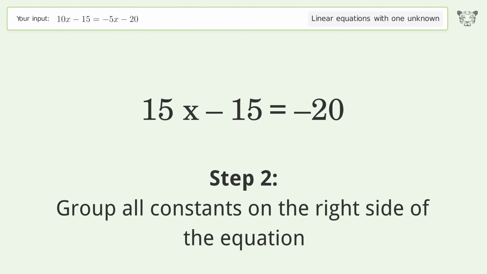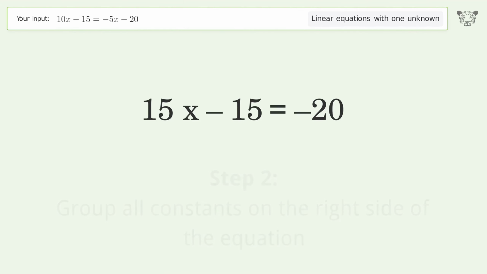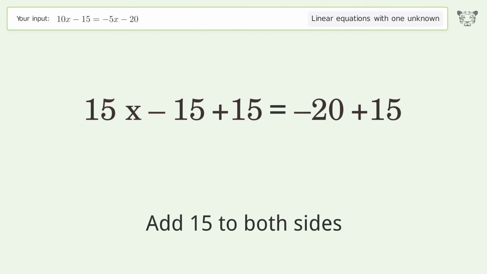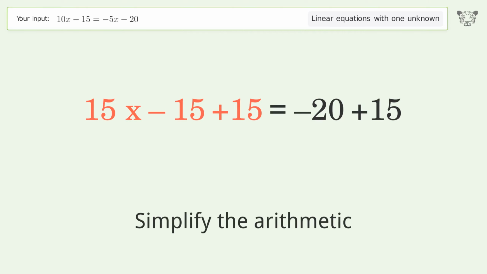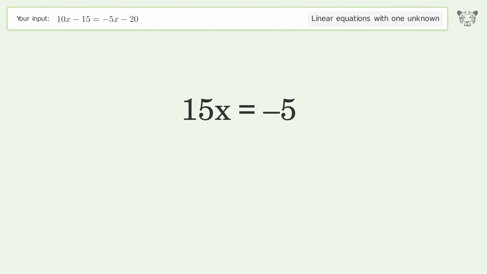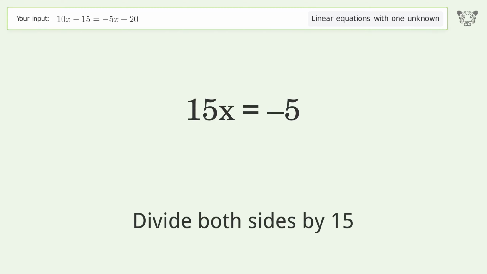Group all constants on the right side of the equation. Add 15 to both sides. Simplify the arithmetic. Isolate the x. Divide both sides by 15.